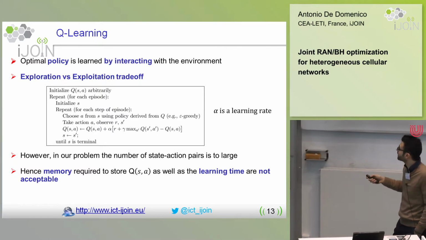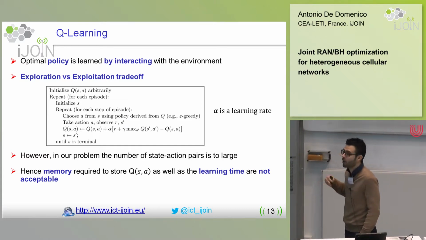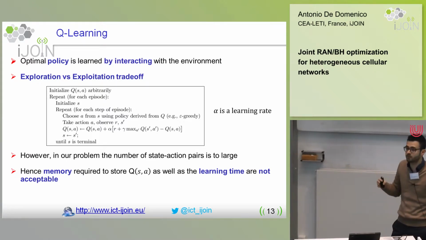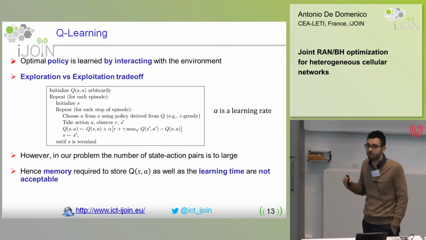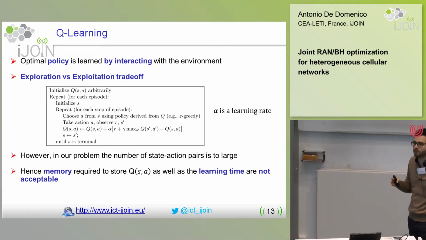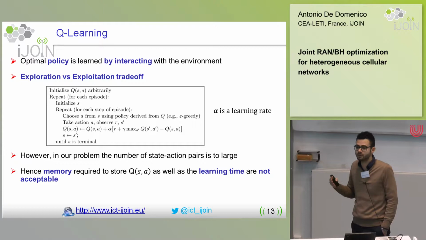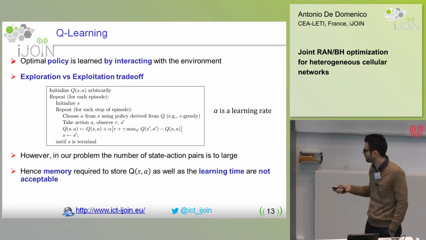So the problem here is that finding this optimal strategy is quite complex, because in our problem the number of state action pairs is very, very high, and this means that you have a very high requirement in terms of memory, but also the learning time is very long, and this is not acceptable.